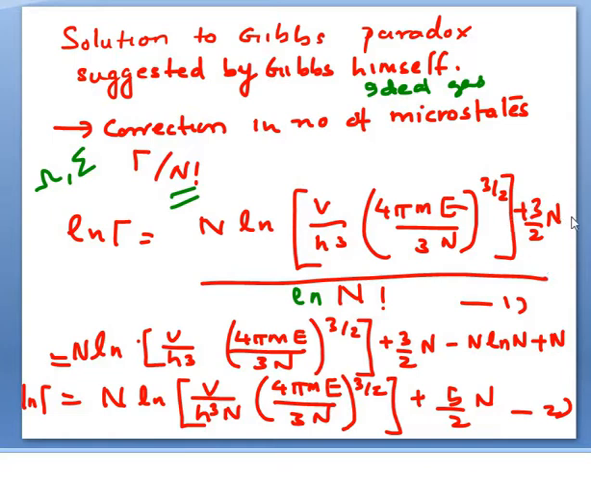So here already you are having a 3 by 2, so this will become 5 by 2. Then ln gamma comes out to be, bring this ln N to this term, so this comes out to be V by h cube N. N is common, N log N, and then V by h cube N, 4 pi m e by 3N, raised to 3 by 2.